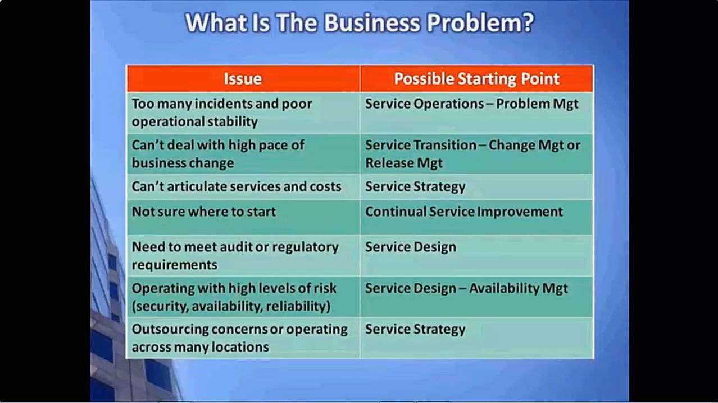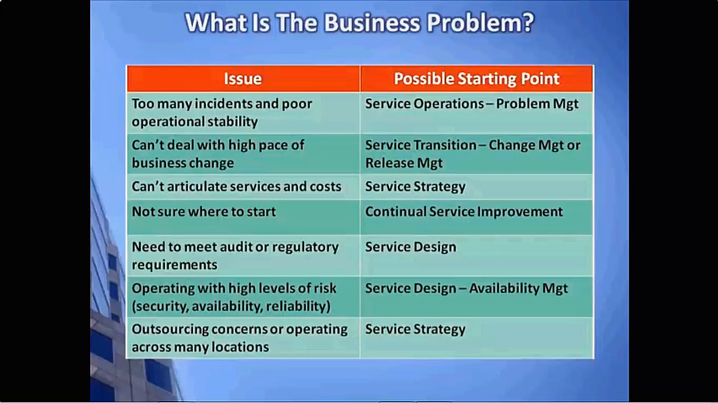If you're not sure where to start, problems are all over the place, but you're really not clear on what to fix first or where to go first, again, the Continual Service Improvement book may be the first place to go, specifically by looking at some of the measurements and assessments that you can do first to help drive the direction of where you should start implementation. If you need to meet audit or regulatory requirements, you may look at service design to see if the right things are being designed into your solutions to make those happen.